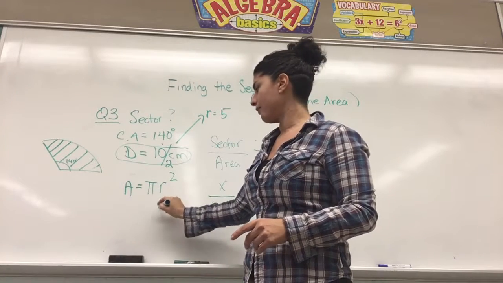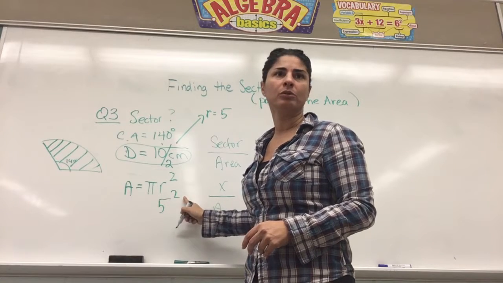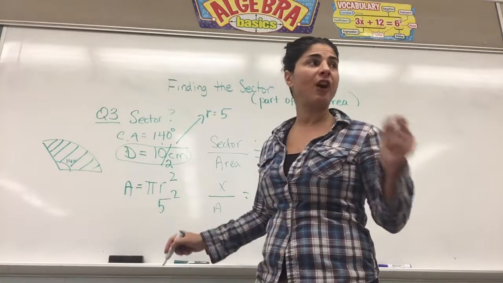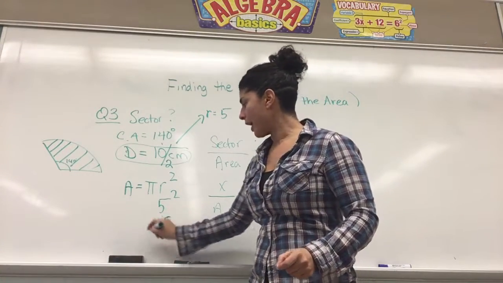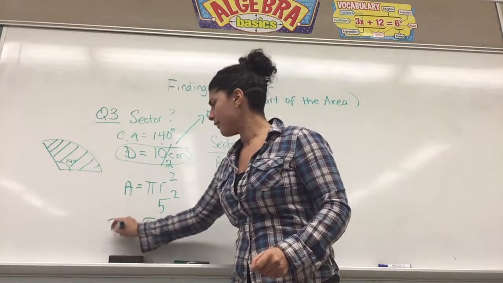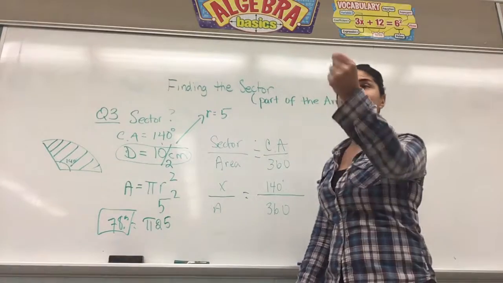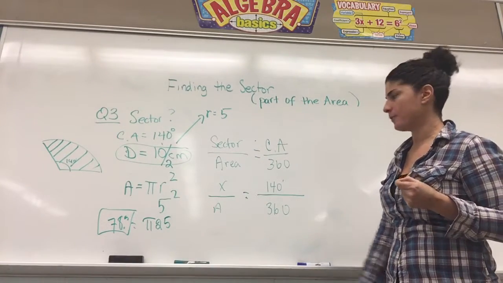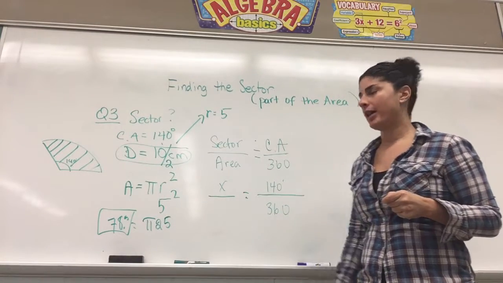You place 5 here. 5 times 5 is 25, not 5 times 2, 10. I see a lot of that. 25 times pi is 78.5. That's 78.5. Do you understand what I'm doing? You sure? You would ask me if you didn't, right? Because I'm not mean, am I?